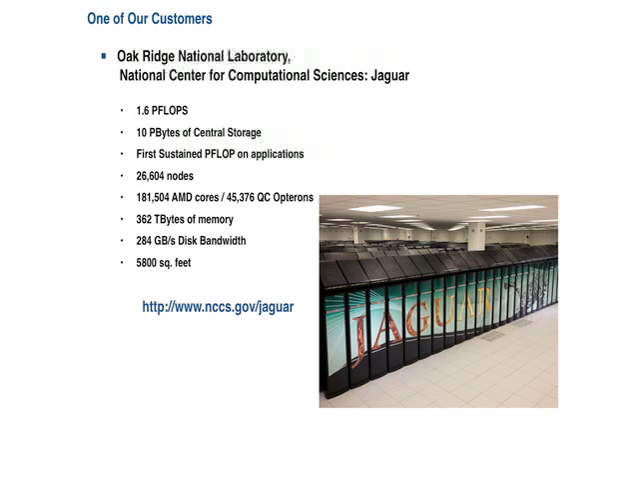So we deal strictly with mostly high-end computing. We do some small departmental supercomputing, but most of our focus is on the high end. One of our customers is Oak Ridge National Labs. This is a 1.6 petaflop system called Jaguar at Oak Ridge. You can see some of the statistics here: 10 petabytes of central storage, 26,000 nodes computationally, roughly 181,000 AMD cores, which is 45,000 quad-core Opterons, a whole bunch of memory, and about 284 gigabytes per second of disk bandwidth coming out of the system.